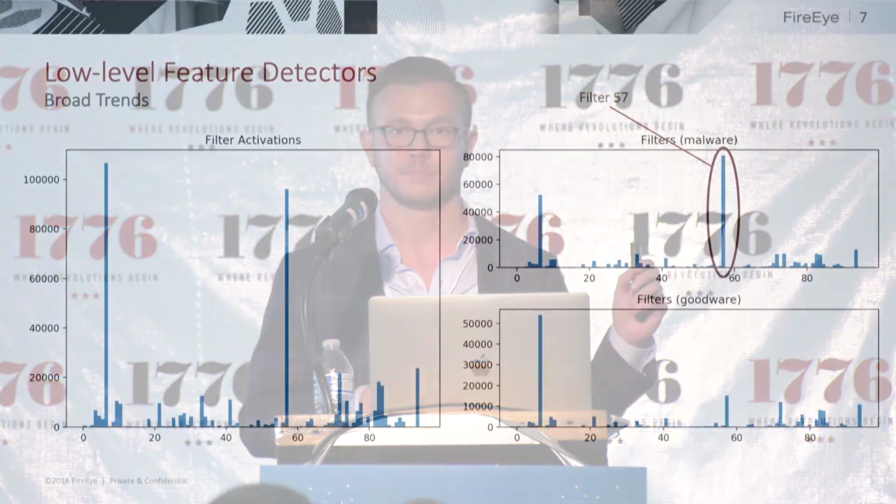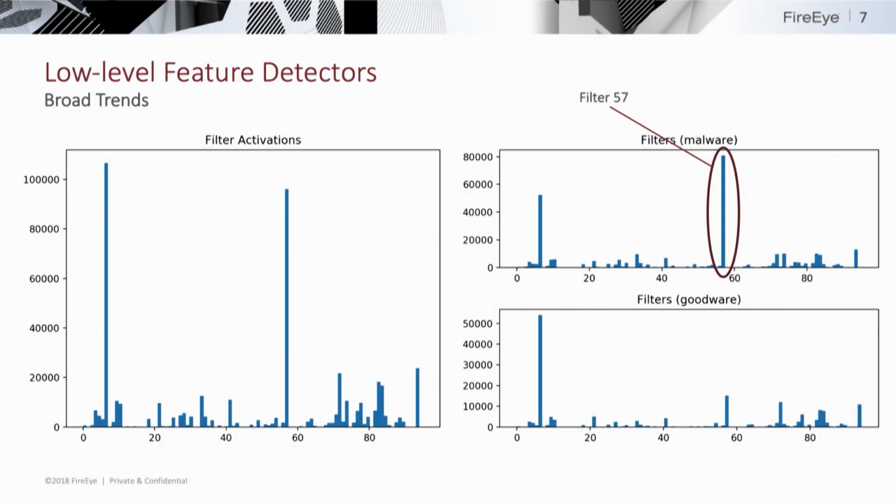So first thing we can look at here is basically our individual filters. So basically at that very first layer of the convolutional network, we have 96 convolutional filters. And so right here on the x-axis, we have each of the filter numbers. On the y-axis, we have the counts for the number of activations for those filters.